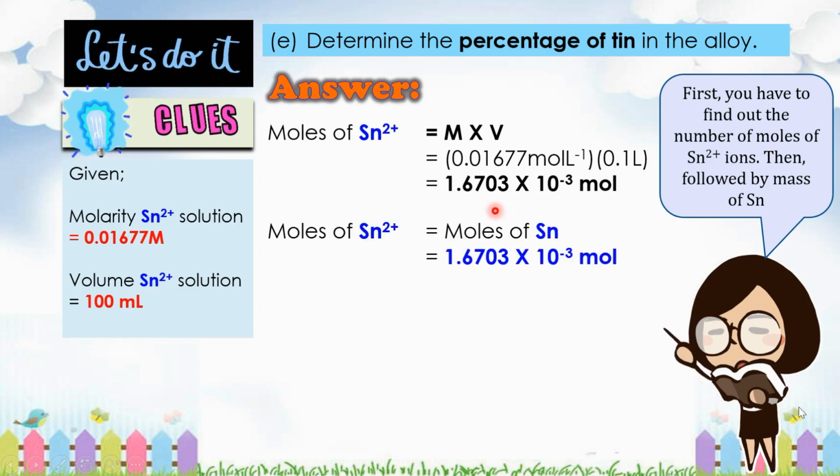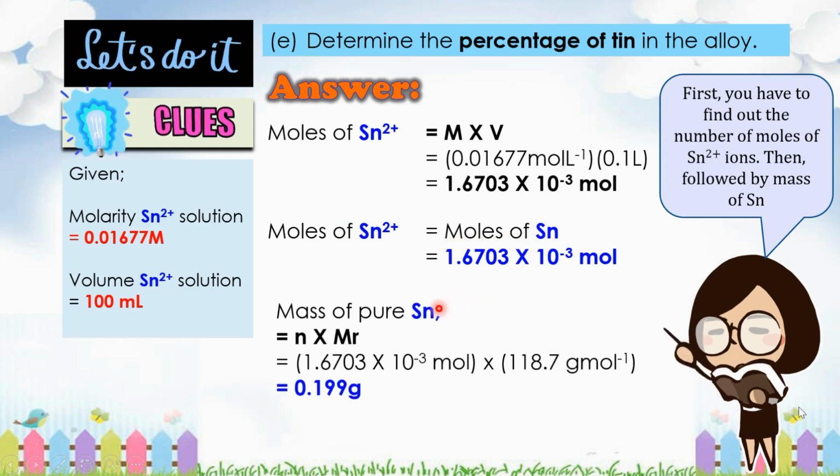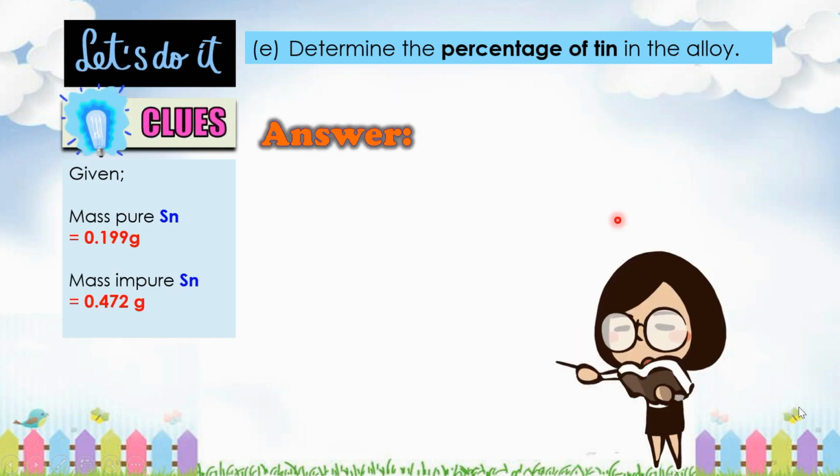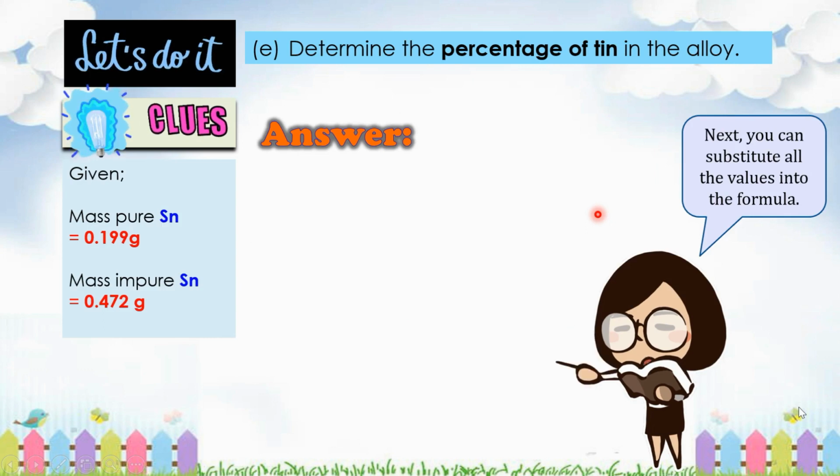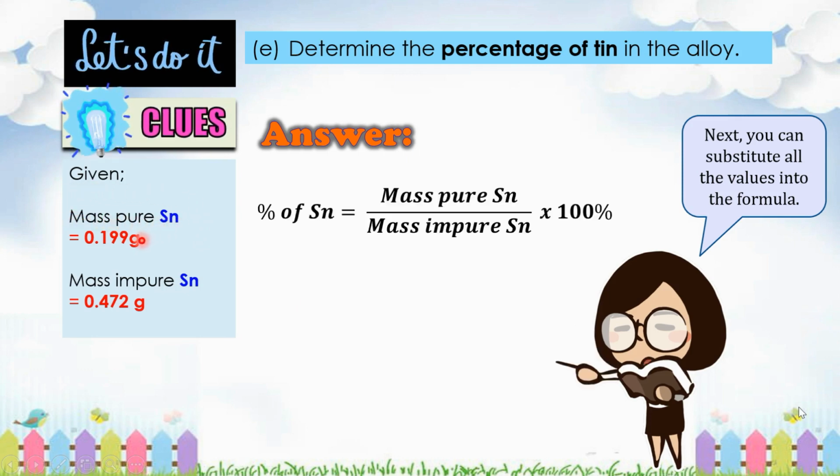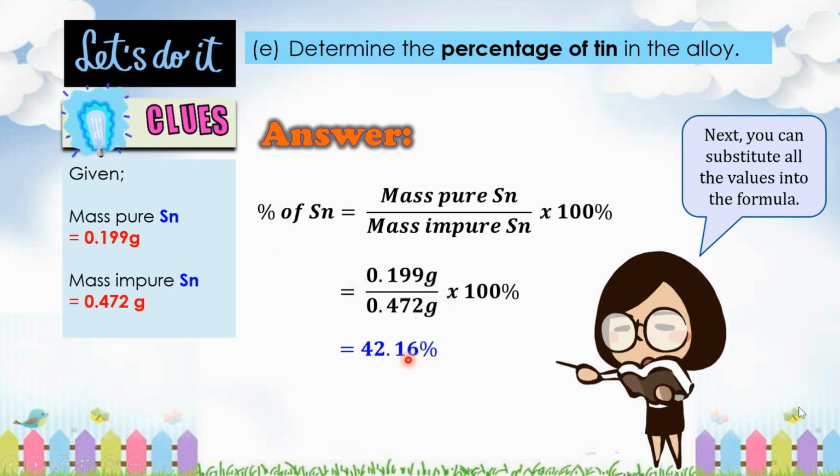As we know, moles of Sn2+ is equal to moles of Sn. Next, find the mass of pure Sn: moles times molar mass. So the mass of pure Sn is 0.199 gram. Next, substitute all the values into the formula. The mass of pure Sn is 0.199 gram, and the mass of impure Sn in the question is 0.472 gram. Here is the formula. Just substitute, and finally, the percentage of tin in the alloy is 42.16%.